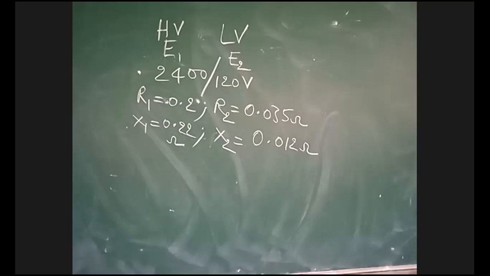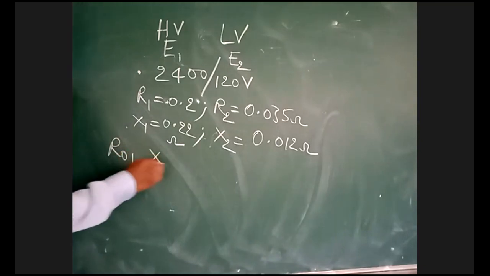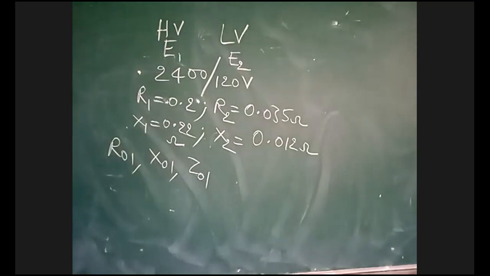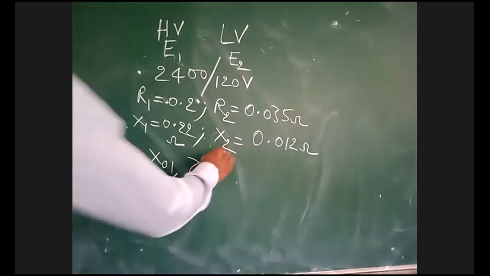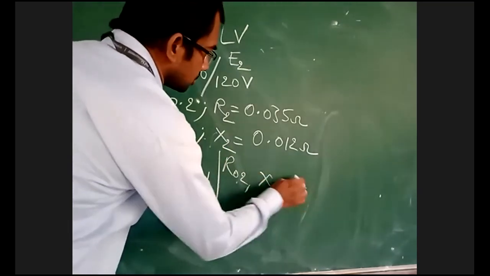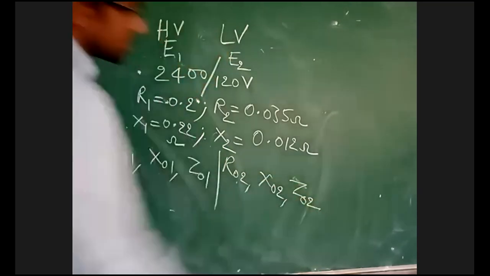First, he is asking to calculate R01, X01, and Z01. These are on the primary side, referred to the high voltage side. R01 is the equivalent resistance, X01 and Z01 likewise, referred to the high voltage side. First, you have to calculate R01, X01, Z01. Later, in the second bit, he is asking for the low voltage side equivalent values R02, X02, and Z02.